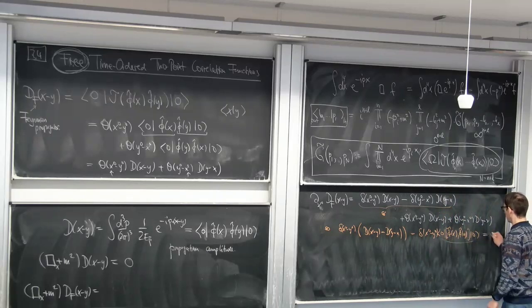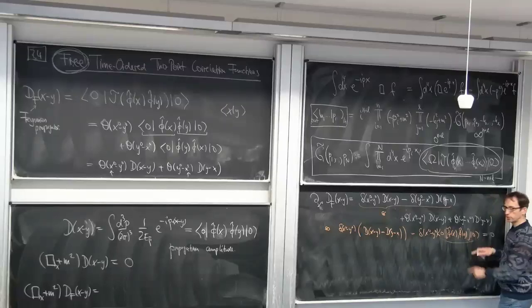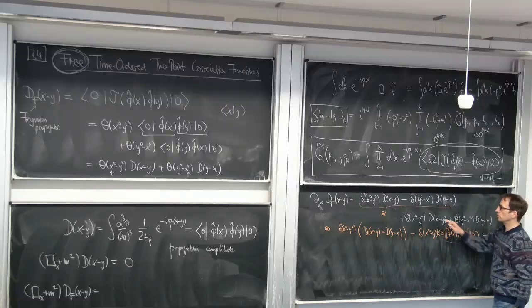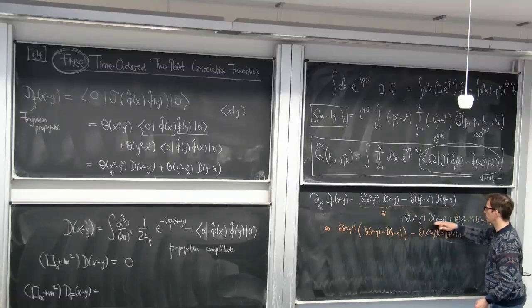Zero. Because this is at equal times and they commute. In fact, they commute also at non-equal times. Zero. Yay. So the extra junk is gone. We have only the normal.